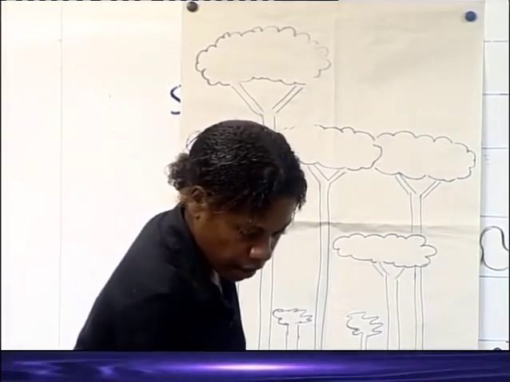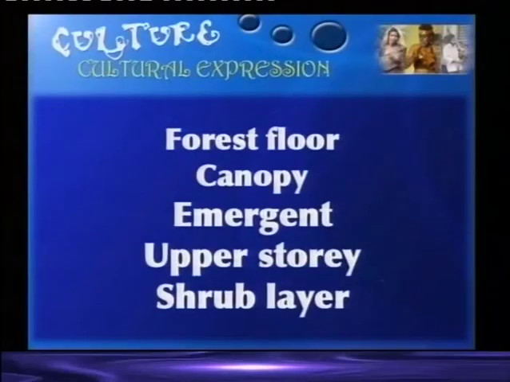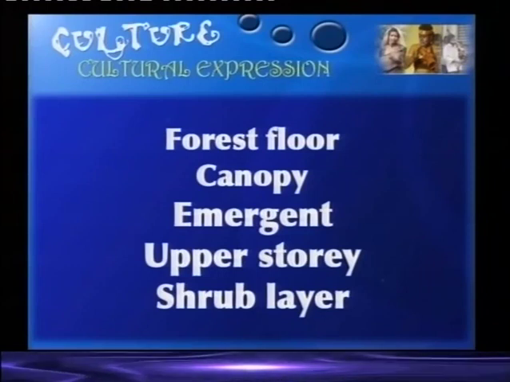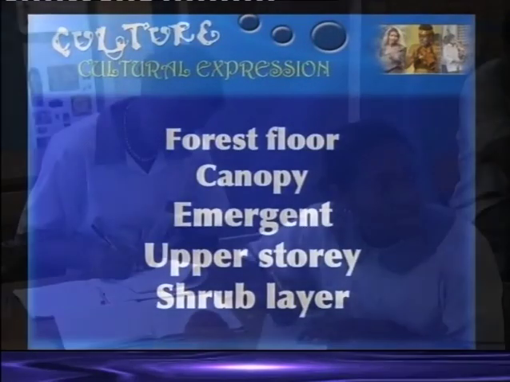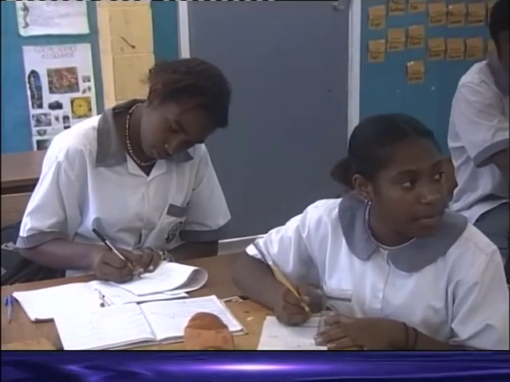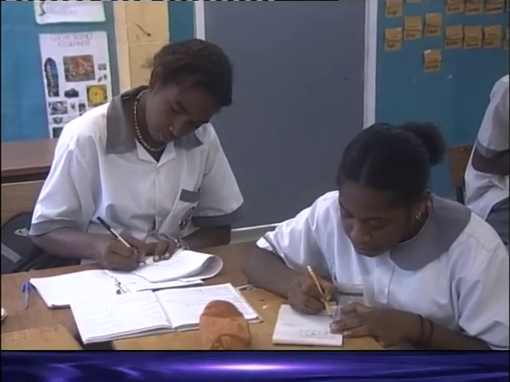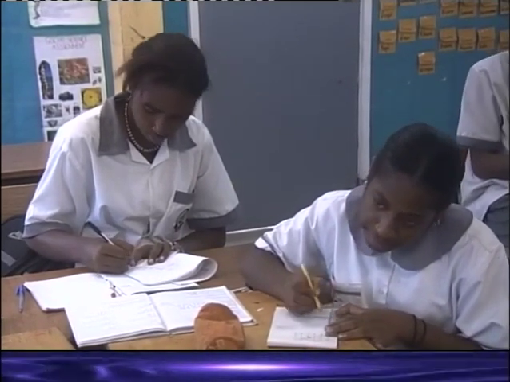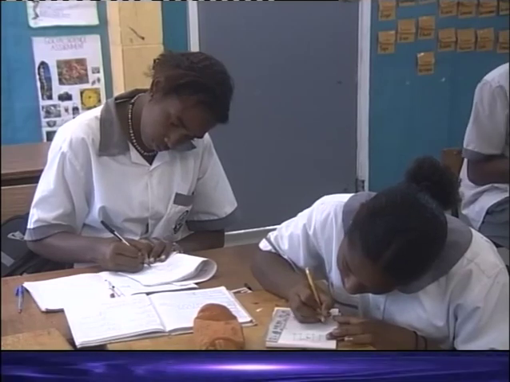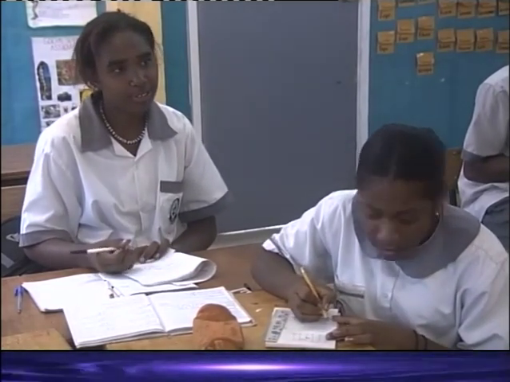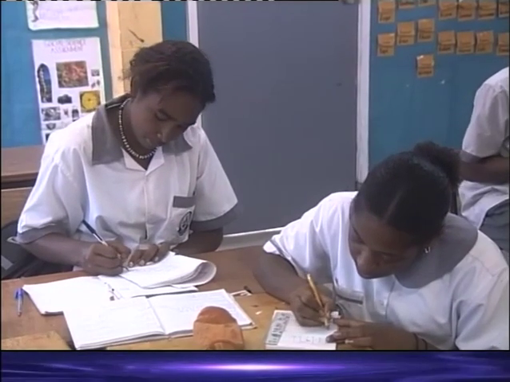Okay. So I'll just write the question up there. So it says, number one, firstly, sketch and color. Sorry, and color. Okay, number two, then it says label the features of the rainforest.